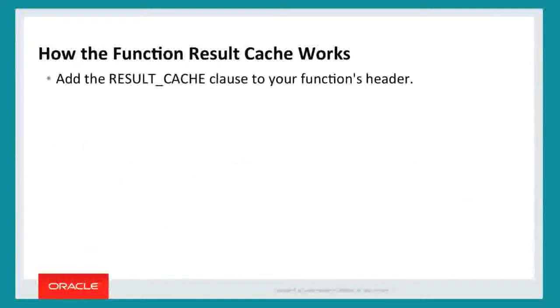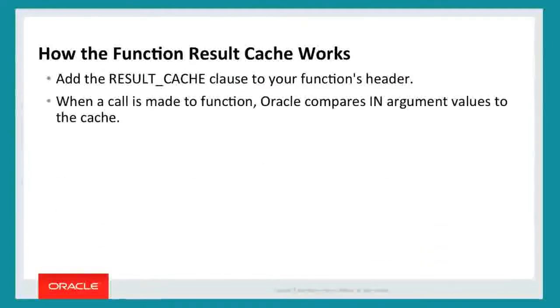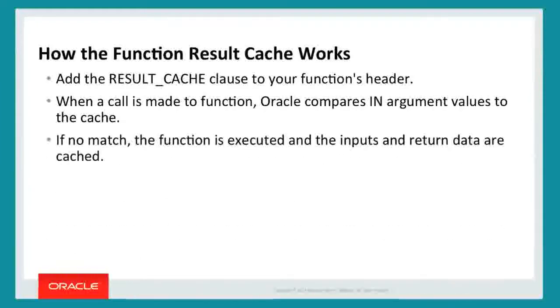Now, how does it work? Well, essentially, you have to make one change to your function. You add a single keyword, result cache, to the header of your function. And then every time anybody in the database instance makes a call to that function, Oracle takes a look at all the in-argument values. It can only have in-arguments. And it asks, has somebody already called this function with the same in-argument values?